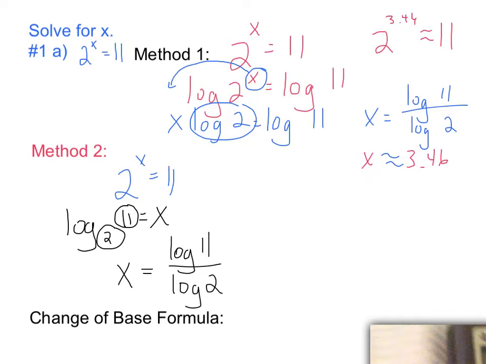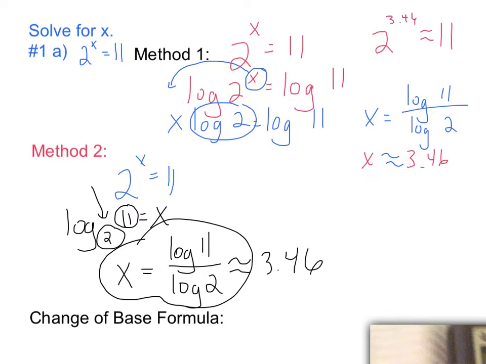See, up until now, you couldn't do this in your calculator, right? Because your calculator only knows base 10. Base 2, your calculator says, hey, dude, I don't know how to do that. But now you can outsmart the calculator by using something called the change of base formula. When you type it in, it's about 3.46. Same answer we got last time.